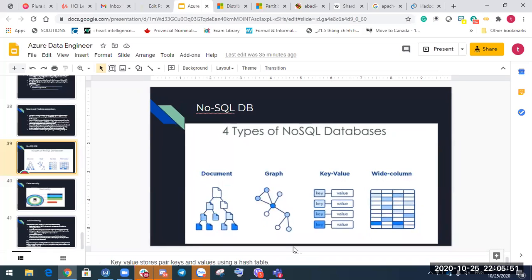So there are 4 types of NoSQL database. You have document. So remember when I talked about key value, right? It is very similar to the hash table concept, where you have a pair of key and value used together. To extend that is a document database, where you also take the key value concept to link the documents together in a group of collections.